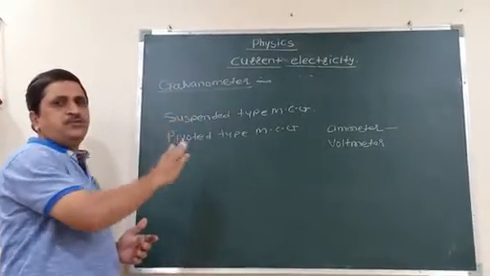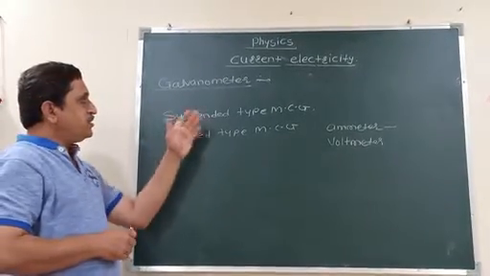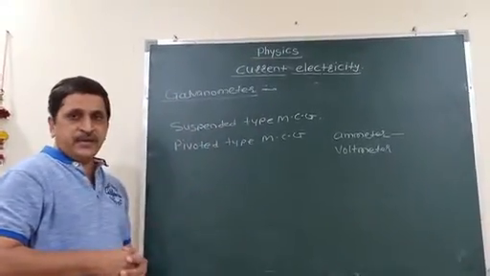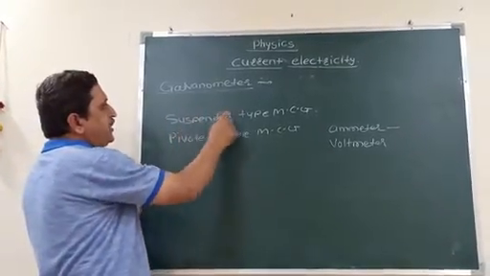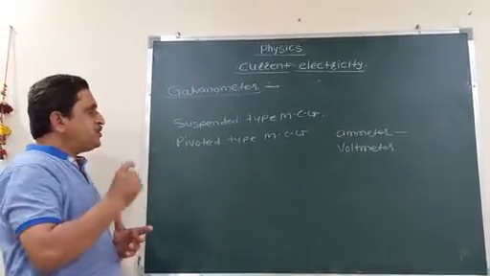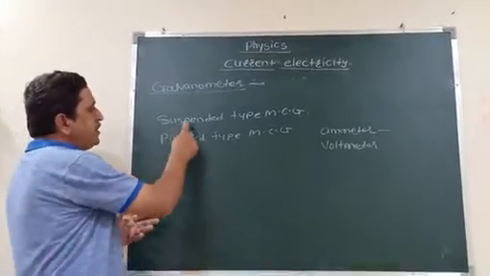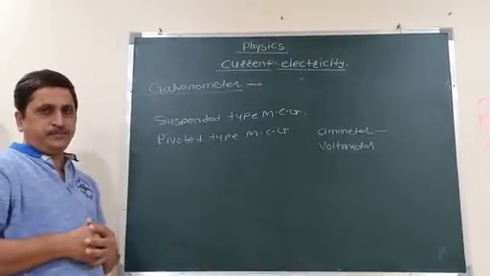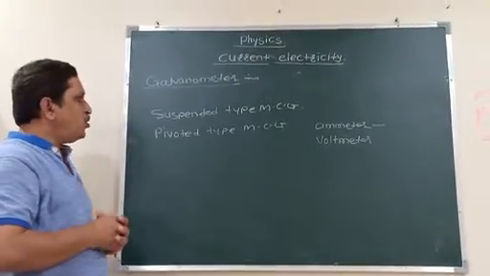Both galvanometers are used for the same purposes. That means by using a galvanometer we can measure electric current and electric potential. But in suspended type moving coil galvanometer, the coil is suspended between strong concave pole pieces of a strong horseshoe magnet, whereas in pivoted type moving coil galvanometer, the rectangular coil is pivoted between concave pole pieces of a strong horseshoe magnet.